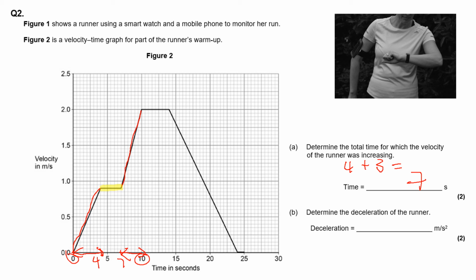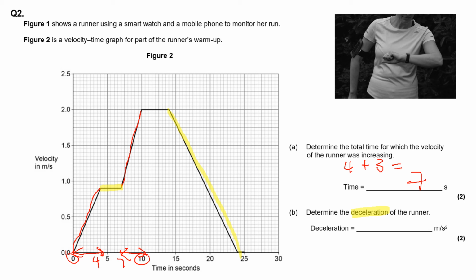Part B then asks us to determine the deceleration of the runner. That's important, it's the deceleration. So we now need to find the section of the graph where deceleration is occurring, and of course it's this last section here where the velocity goes down. And again, to find the deceleration, we need to find the change in velocity divided by time, or the gradient. Either method would be fine.